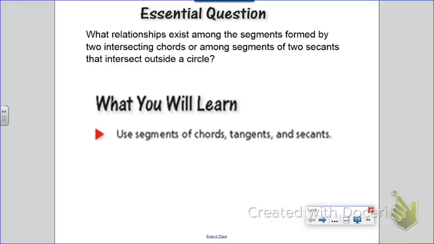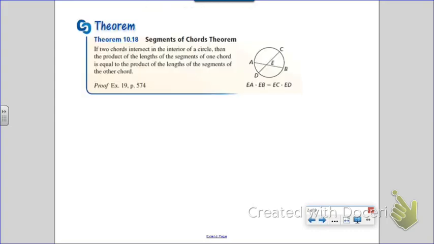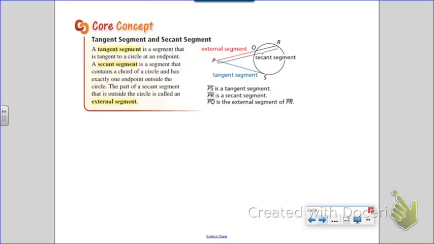In this lesson, we'll learn about segments of chords, tangents, and secants. If two chords intersect in the interior of a circle, the product of the lengths of the segments of one chord is equal to the product of the lengths of the segments of the other chord.